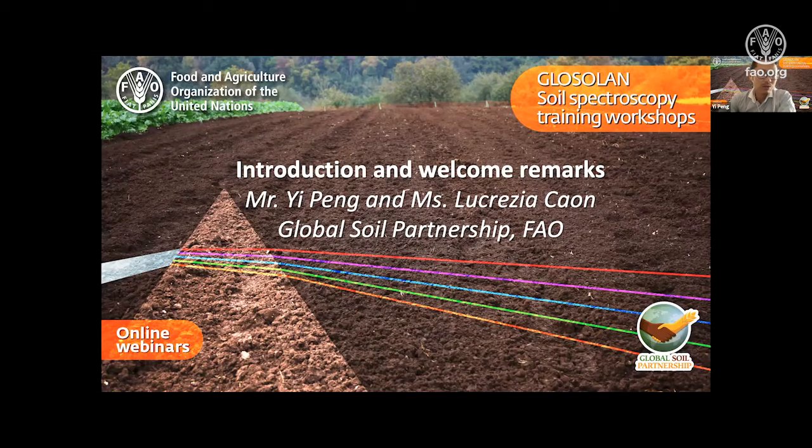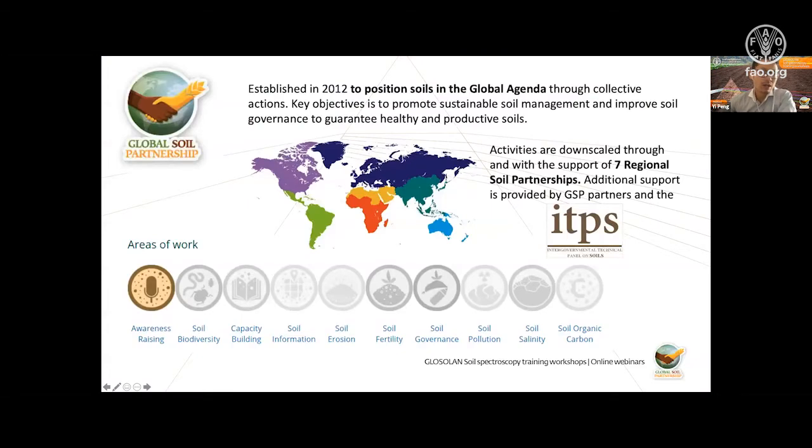In the next few minutes, I'm going to briefly introduce who we are and why we are organizing such a webinar. We are the Global Soil Partnership, normally we call it GSP. GSP was established in 2012 to position soils in the global agenda through collective actions. Our main objective is to promote sustainable soil management and improve soil governance to guarantee healthy and productive soils. All our activities are downscaled through 7 regional partnerships, also supported by our partners. Our activities also run under the guidance of the Intergovernmental Technical Panel on Soils, we call it ITPS. As you can see, we work with a wide range of topics. For more information on the GSP, you are very welcome to visit our website.